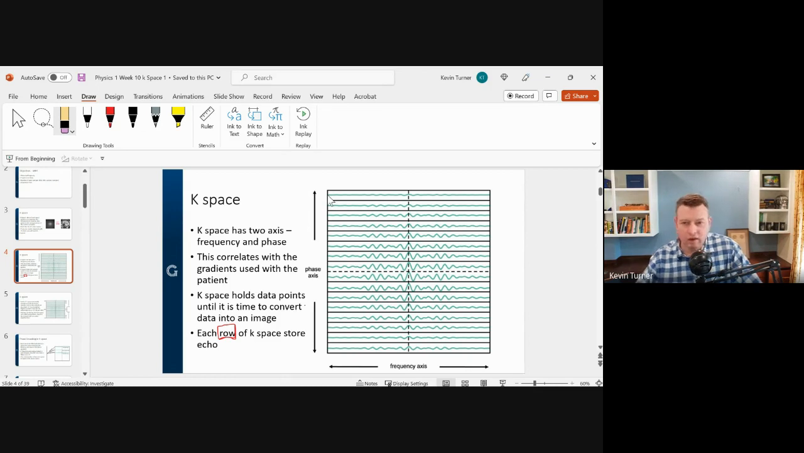Each one of these echoes we have talked about needs to have a unique amount of phase encoding, a unique strength of the phase encoding gradient. Right. The frequency is from left to right because the frequency encoding gradient is turned on while the echo is being collected. So here's the frequency encoding gradient creating the data points to fill up K space as we go.